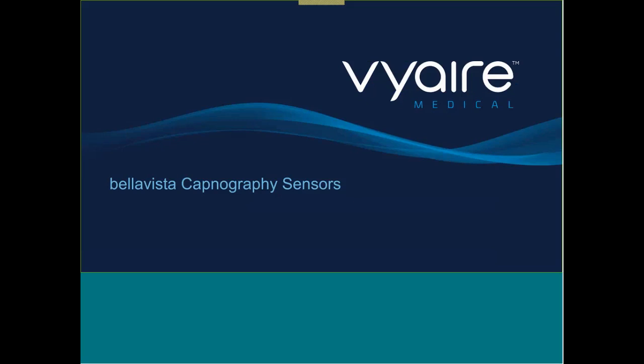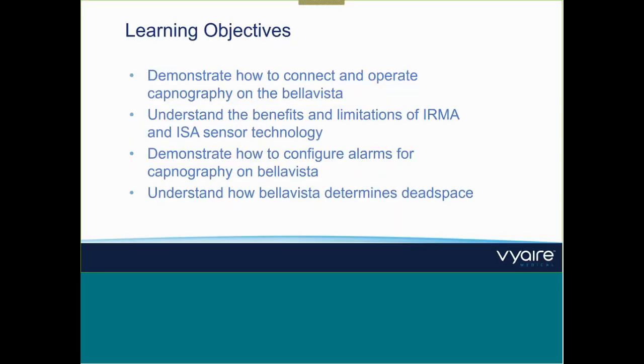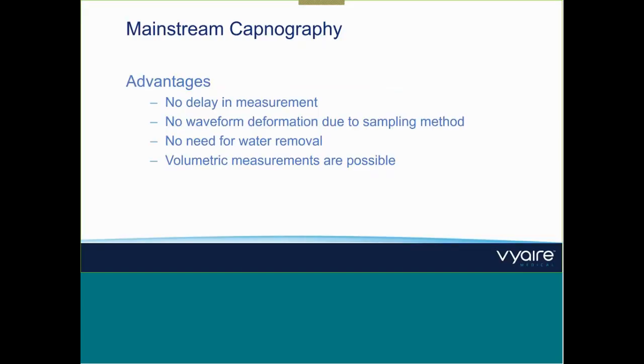Now, directly talking about the capnography sensors of the Bellavista. In the end, you will get more insight into how to use them and also how to troubleshoot. Talking about mainstream, again, we have no delay in measurement and no waveform deformation due to the sampling method. We don't need to remove the water because we don't work with filters like on the Sidestream, and some don't have filters, they have little water traps. And this is very important: volumetric capnography is only possible with mainstream capnography. So if you want to do volumetric capnography with Sidestream, this won't work. So you need to have mainstream capnography.